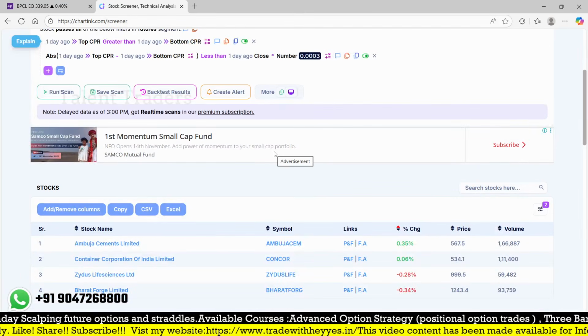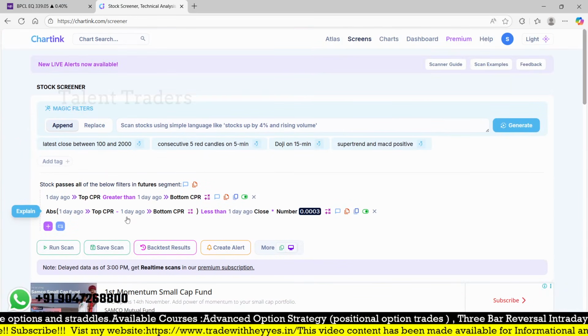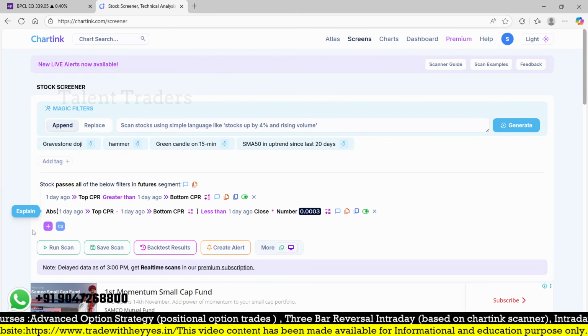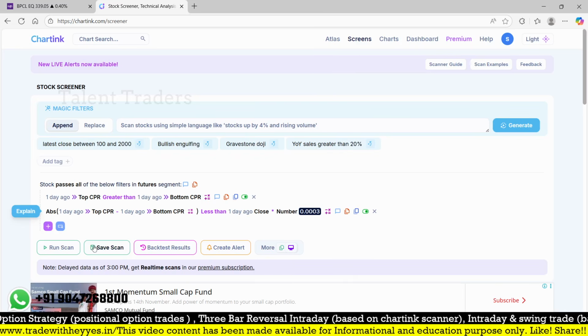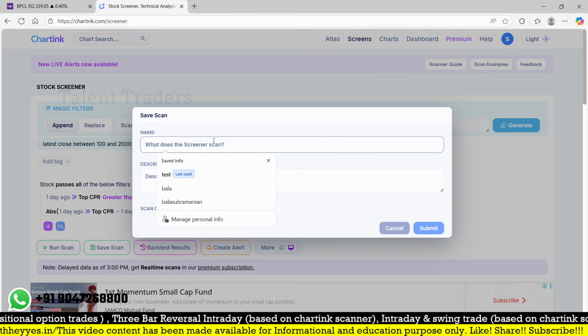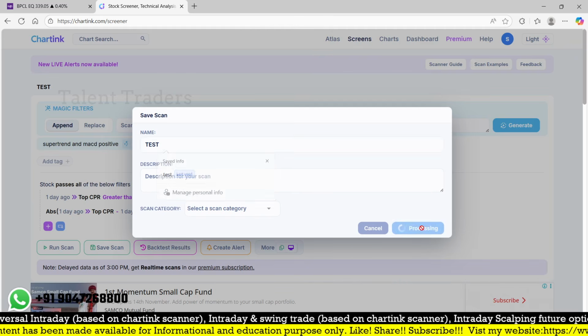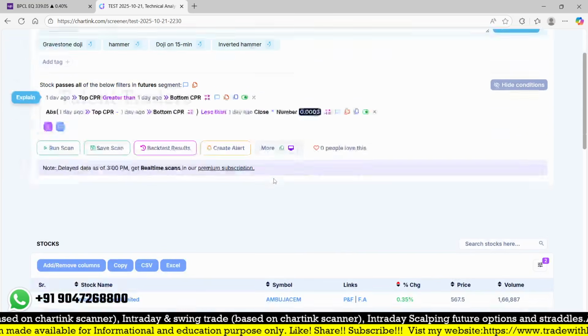I hope you understood. The scanner may be helpful, but maybe you can't create this yourself. I will share it on our premium Telegram group because we used a custom indicator. So we'll share it to our group, and I think this kind of scanner is unavailable elsewhere. So you may also use this.